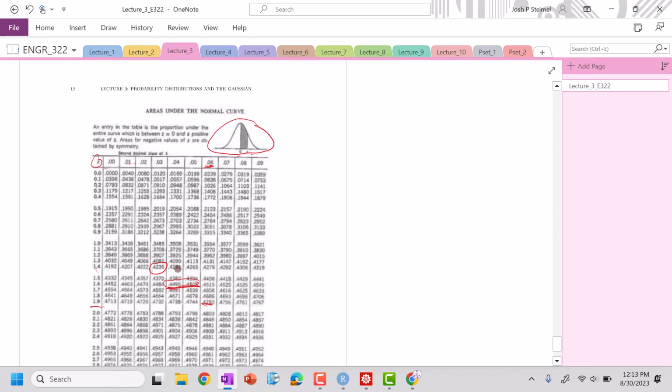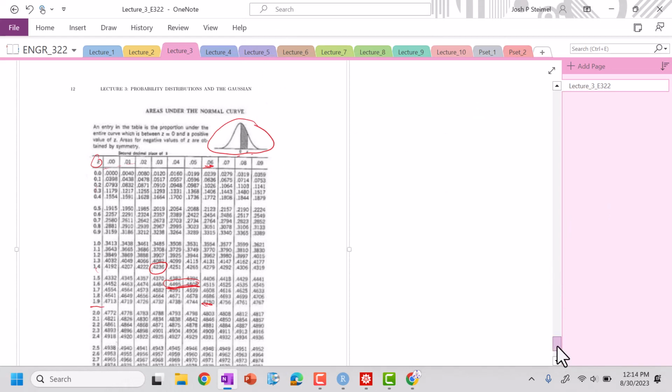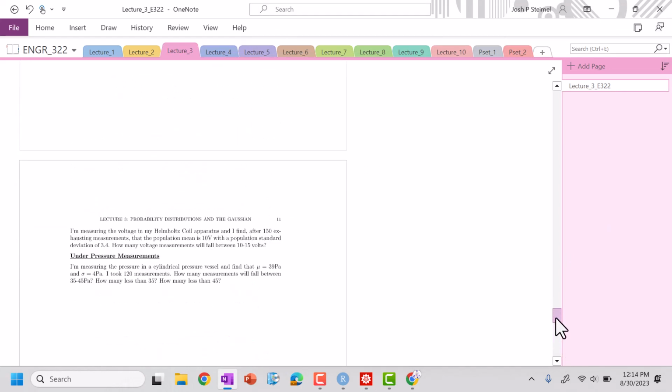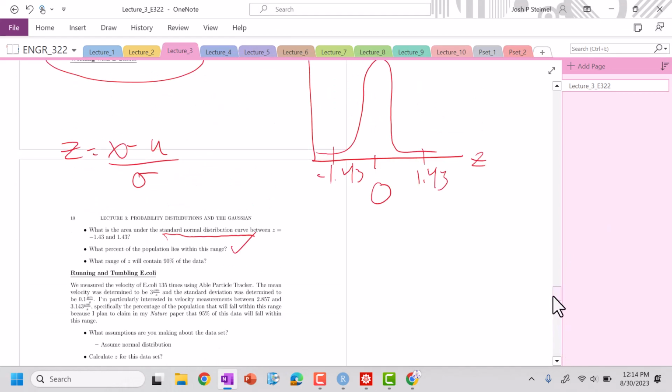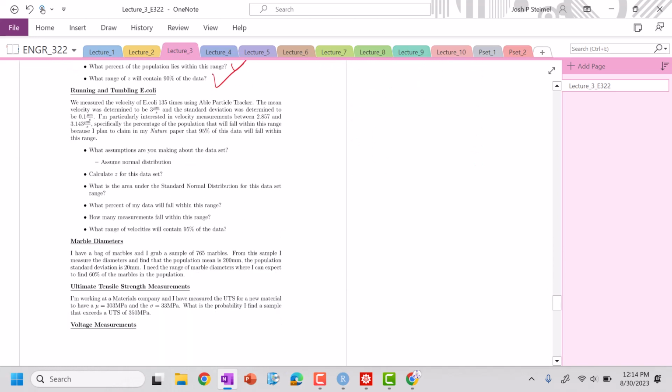So again, it'd be about 1.645. And we can solve for that. So if we need 90%, 0.90, we get 1.644, rounded to 1.645. Fantastic. So let's go over here. Excellent. We nailed that question as well. Let's go to this next problem.